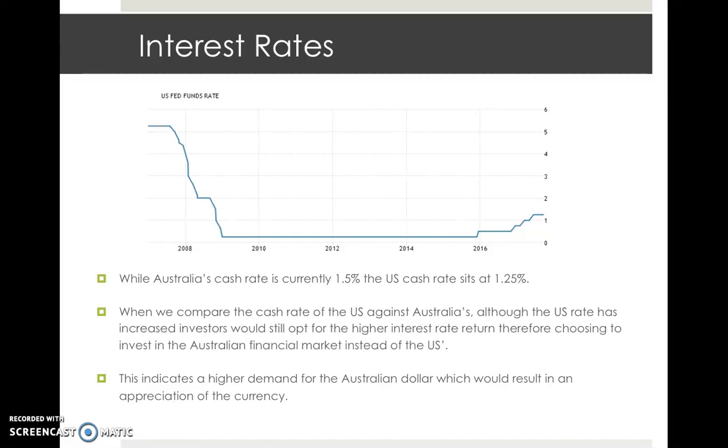While Australia's cash rate is currently 1.5%, the US cash rate sits at 1.25%. The US cash rate has always been lower than that of Australia's, but has been steadily increasing since October 2016. When we compare the cash rate of the US against Australia's, although the US has increased, investors would still opt for the higher interest rate return, therefore choosing to invest in the Australian financial market instead of the US's. This indicates a higher demand for the Australian dollar, which would result in an appreciation of the currency.